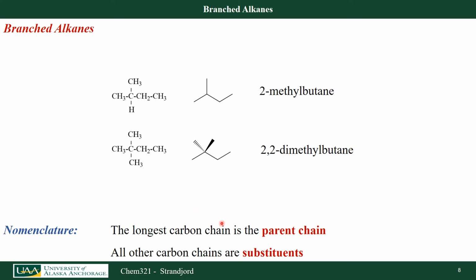The longest carbon chain is often called the parent chain. So my longest chain here is 4 carbons, we call it butane. My longest carbon chain here is 4 carbons, we call it butane. All the other chains we call substituents. So this methyl group up here is a substituent, and these 2 methyl groups are substituents off the parent chain.